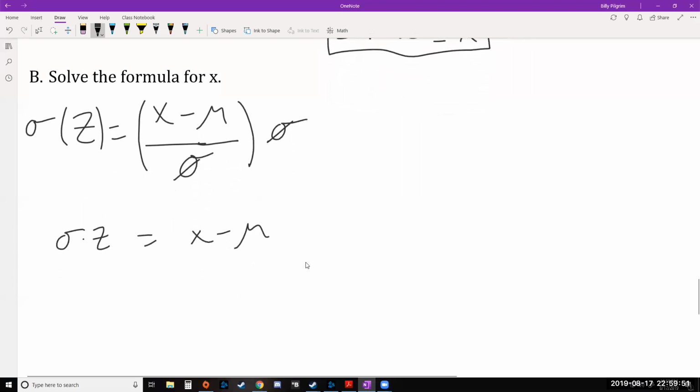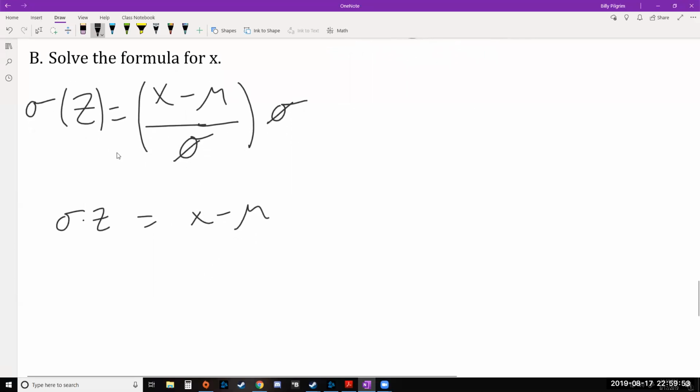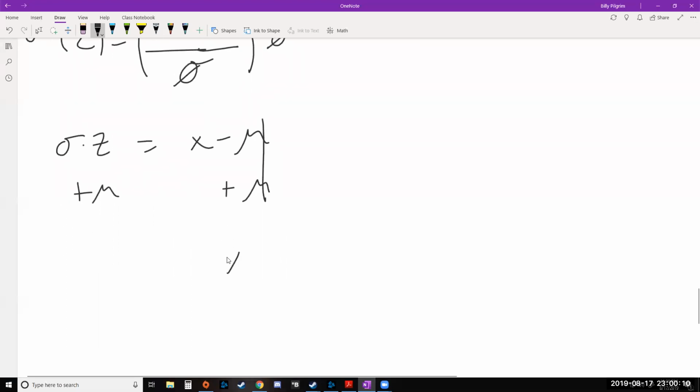So it looks a little weird, but all we did is multiply both sides by the sigma value, and it's being multiplied by the z now. And if we want to get x by itself, this number is being subtracted from x, and we want to get rid of this by adding it to both sides. So this cancels out, and now we have a new formula, x equals, I'll just write it as sigma z, those are being multiplied together, plus the mean.